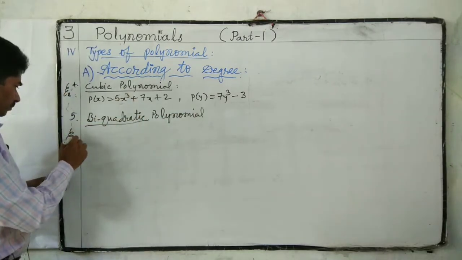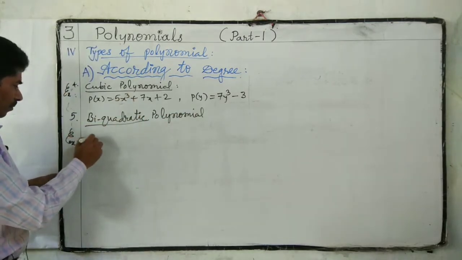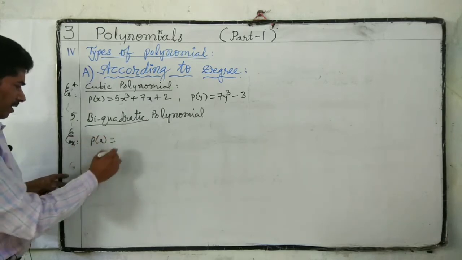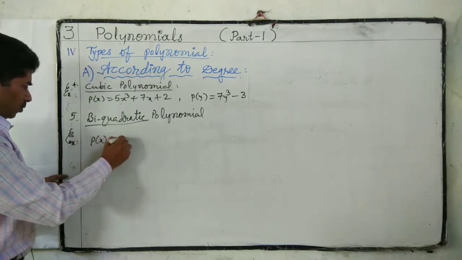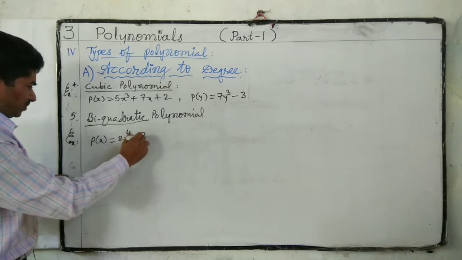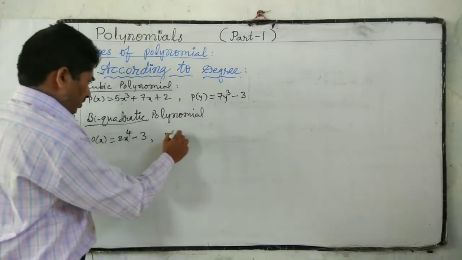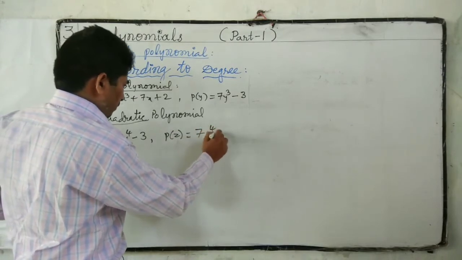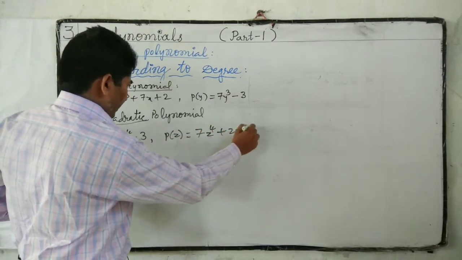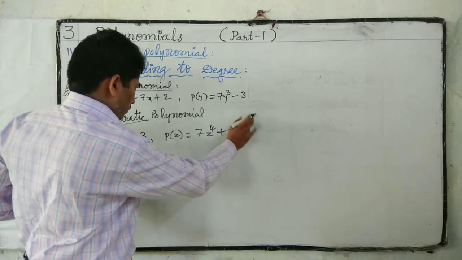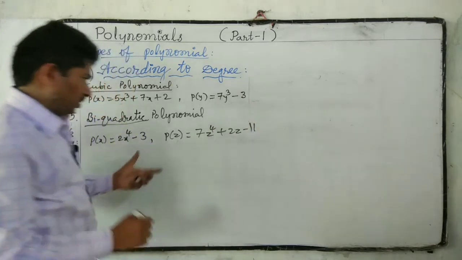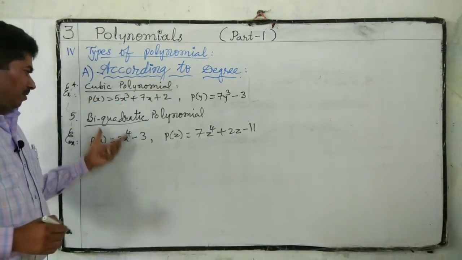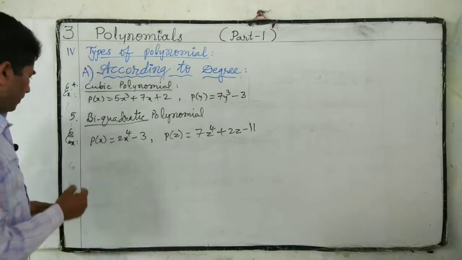Example, p of x is equal to 2x to the power of 4 minus 3. P of z is equal to 7z to the power of 4 plus 2z minus 11. So these are examples for biquadratic polynomial.